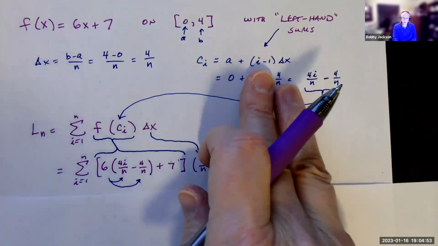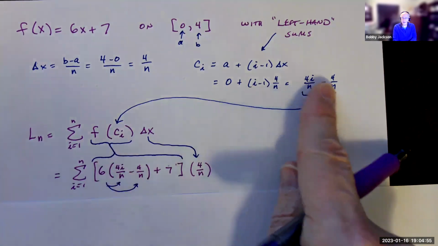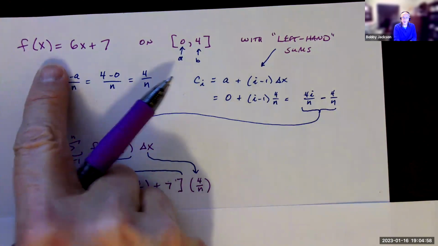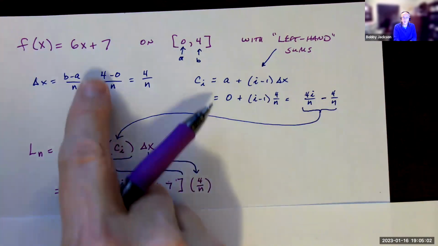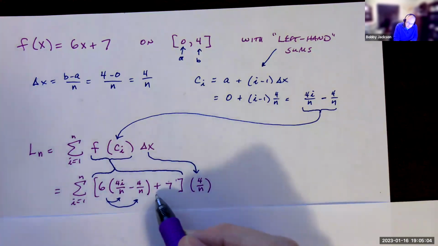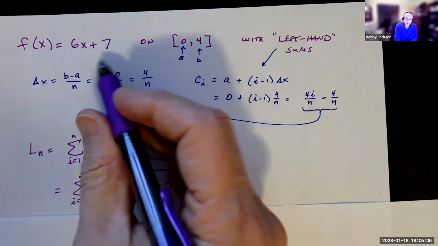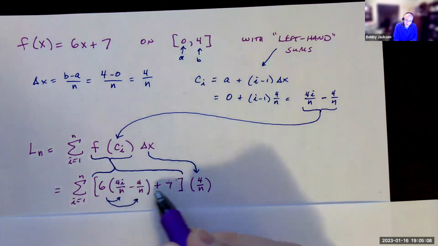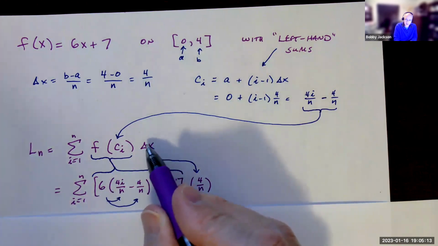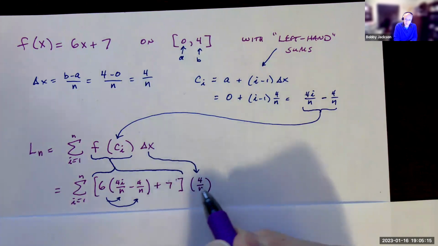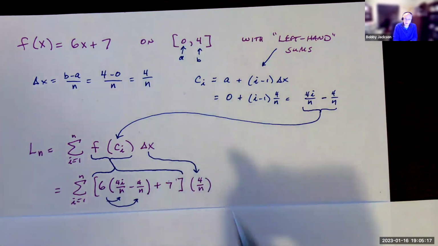So what is f of c i? Well, if c i is this, I plug that into the function. It's 6 times the input, 6 times all of this stuff, plus 7. Don't forget the plus 7. That kind of gets dropped out sometimes. It's part of the function. This all in here is the f of c i. Don't forget our delta x. That happens a lot too. The delta x was 4 over n from above. So here I've plugged all the values in.